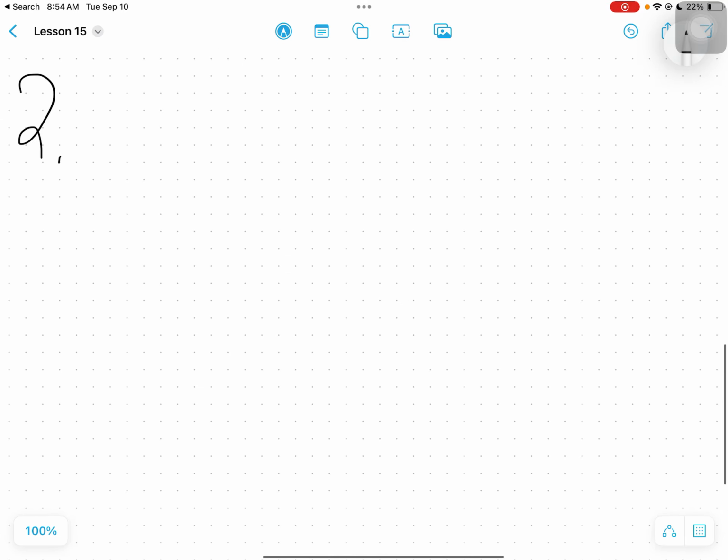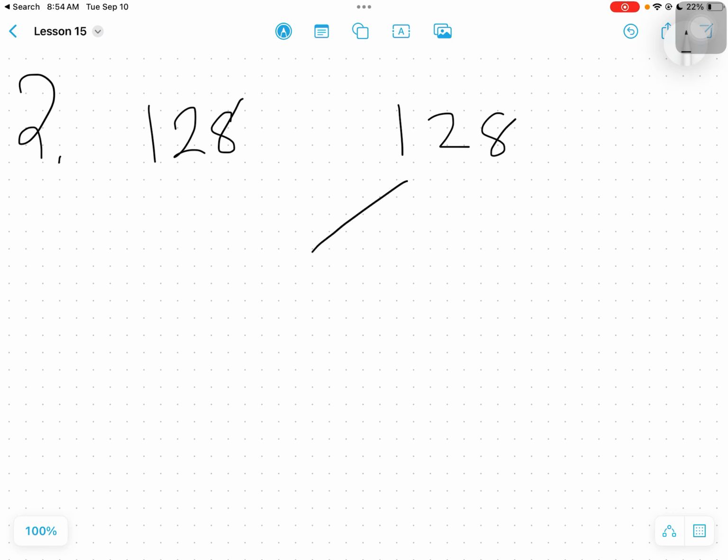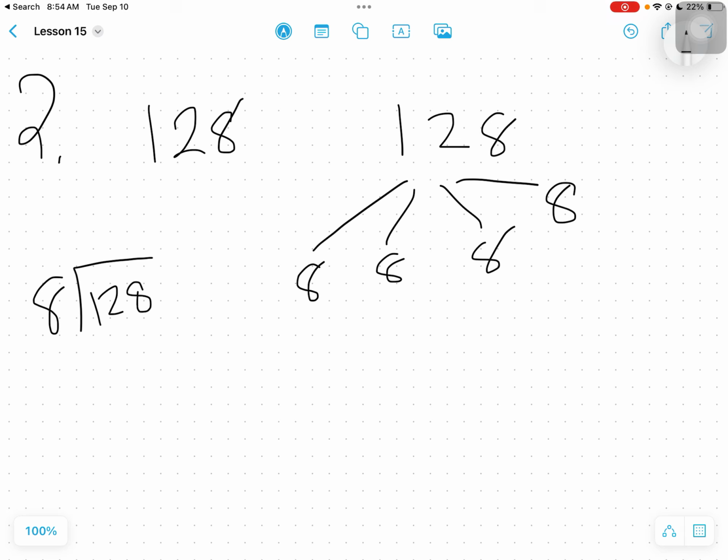Number 2. A gallon of milk contains 128 ounces. How many 8-ounce cups can we fill? So we want to split the 128 up into a whole bunch of different cups, right? So we're going to take away 8 each time. So a faster way of doing that would just be to divide, either using long division or a fraction to simplify.